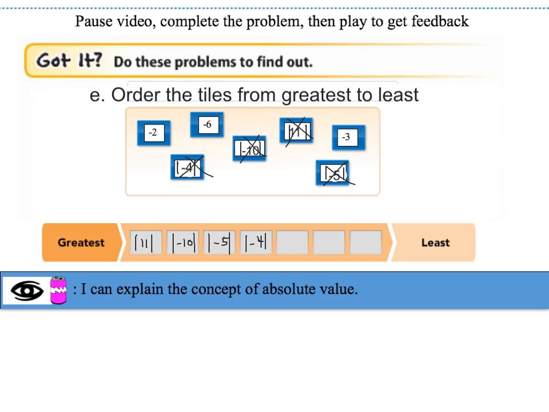And now let's move into the negative region. Remember, the smaller the negative, the bigger the number is. So our next tile is -2. Let's cross it out. Our next tile is -3. Cross it out. And our last tile is -6. So this is the answer that we should have come up with.